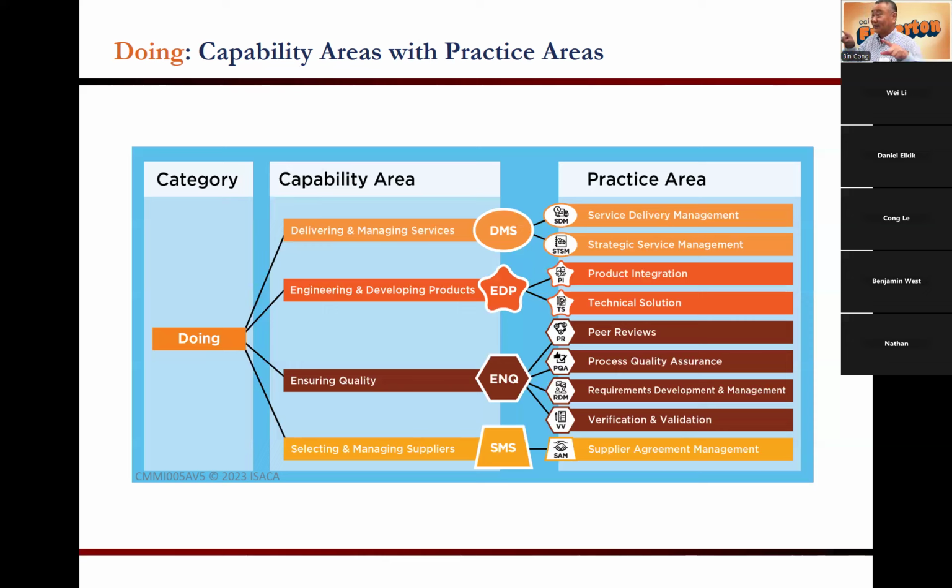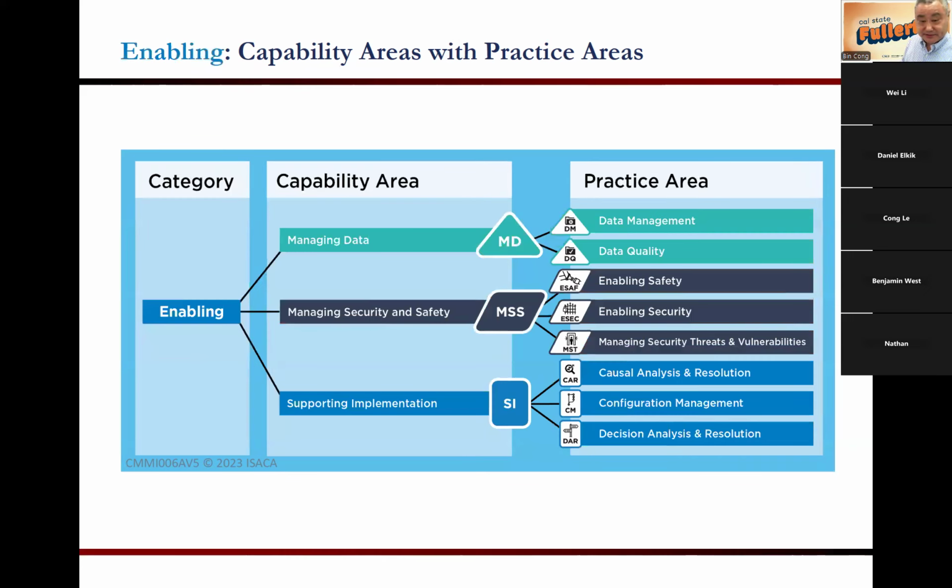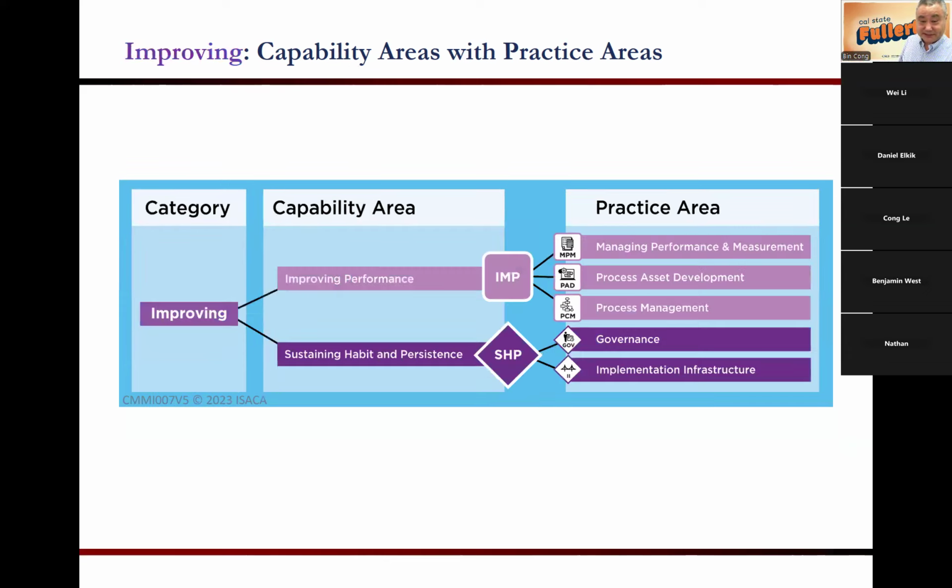The quality of the product depends on the quality of the process. Are we doing the right thing in the process? So you add all of them together. Now we are talking about quality. Not just one. You can apply this idea to all of them: ensuring quality, selecting and managing supply, enabling, managing data, managing security, safety, which is extremely important, supporting implementation, and improving. Then we have these two, improving performance, sustaining habit and persistence.